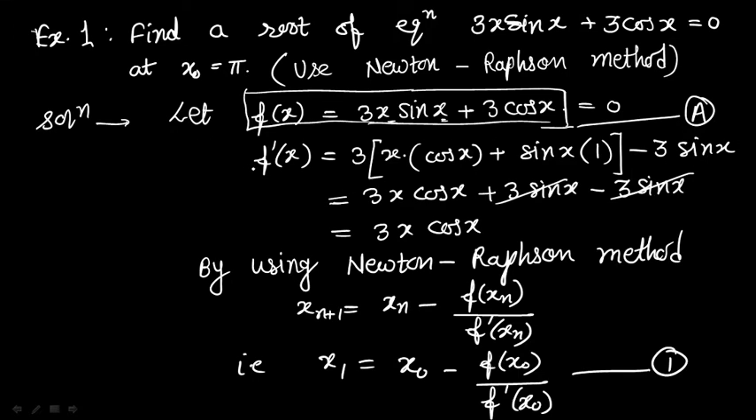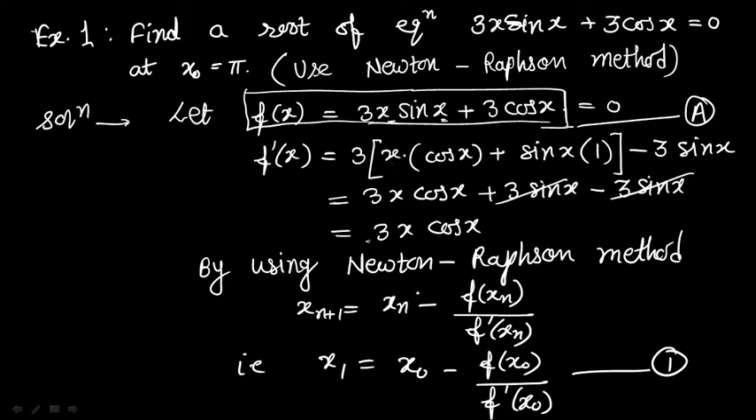Now we find f dash of x because the formula contains f dash. Therefore for x into sin x, we apply the product rule. x as it is, derivative of sin x is cos x, plus sin x as it is, derivative of x is 1, and the second term of f of x in equation A is 3 cos x, derivative of this is minus 3 sin x. Now cancel the terms, we get 3x cos x.